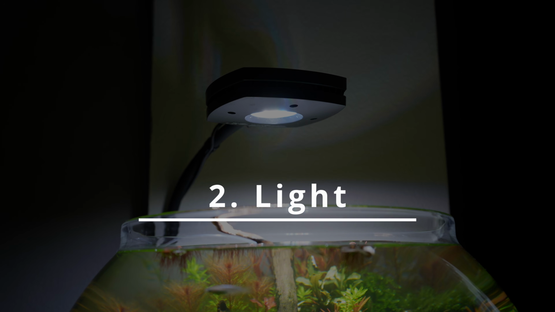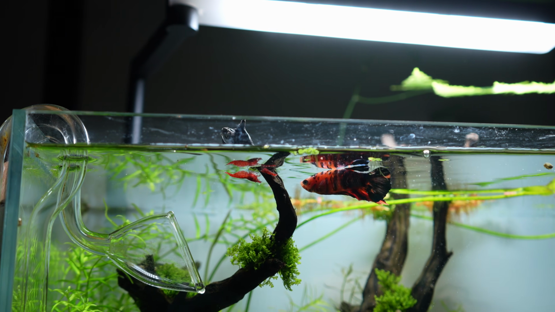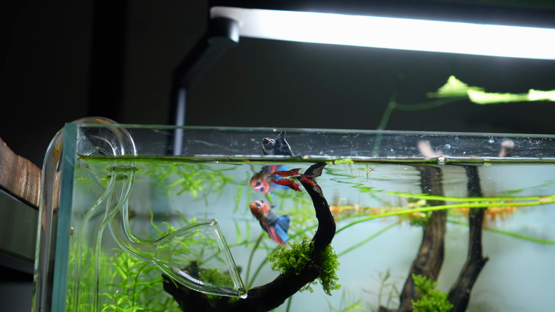Next up we have light. This one is a little bit tricky because when trying to grow aquatic plants, we need the right amount of light and we need the right quality of light. And if we don't have enough light, plants might suffer, they might stop growing or they might even die. And if we have too much light, then we're very likely to run into some algae issues.